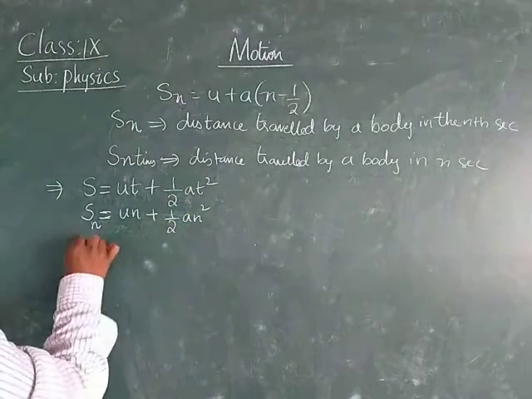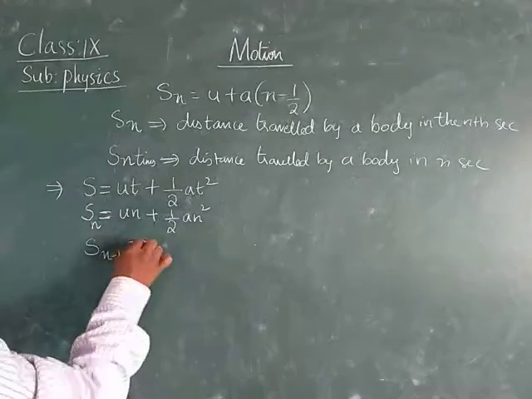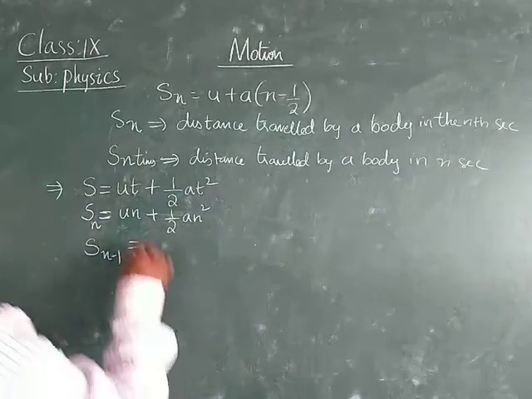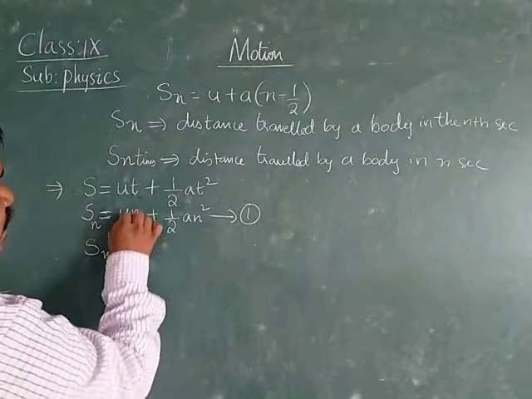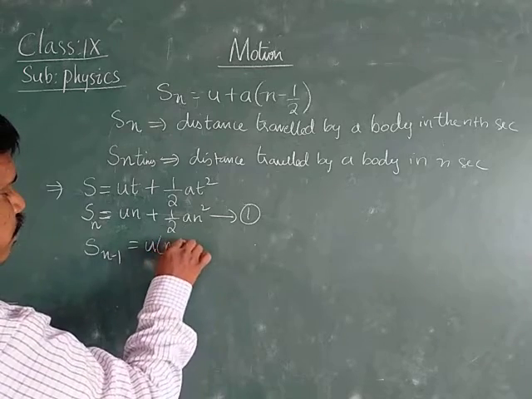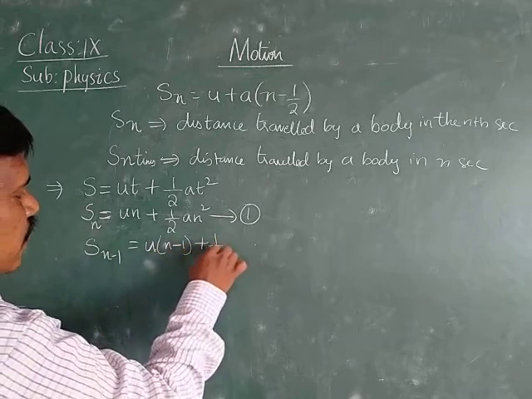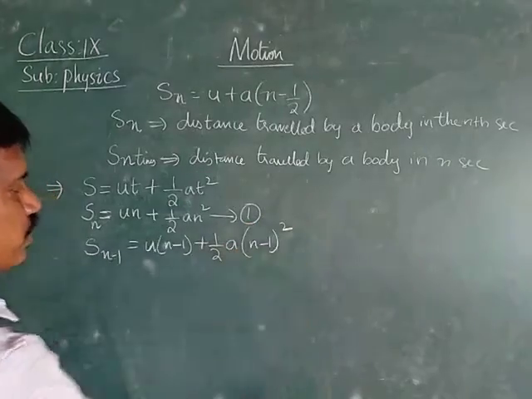Okay. Next, you write Sn−1. Okay, Sn−1. That means, taking this as the first equation, in the place of t you write n − 1: u into (n − 1) plus ½ a into (n − 1) whole squared.